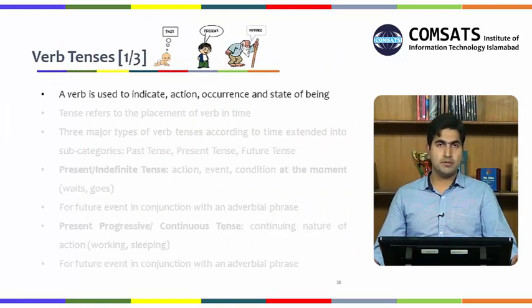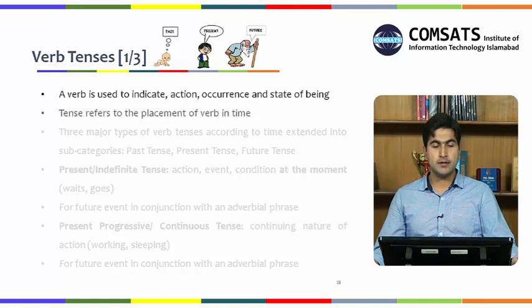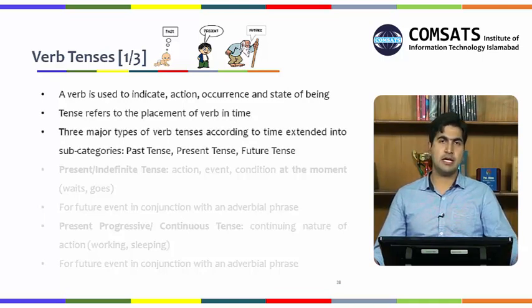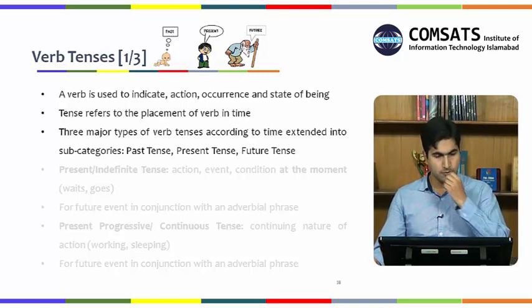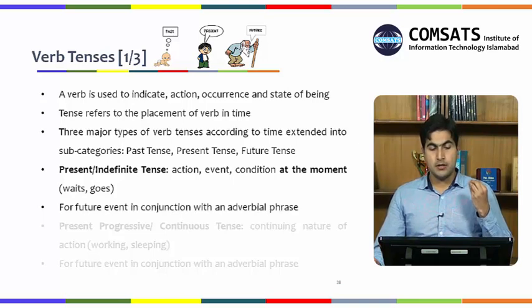Then, talking about the verb tenses we discussed in detail: they are used to indicate action, occurrence and state of being, and refer to the placement of the verb in time. There are three major types, as you have studied them: past, present and future, so a quick view will settle it all. Present indefinite is all about the action at the moment.